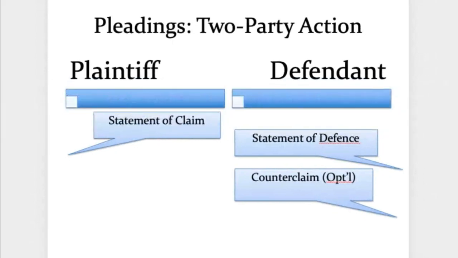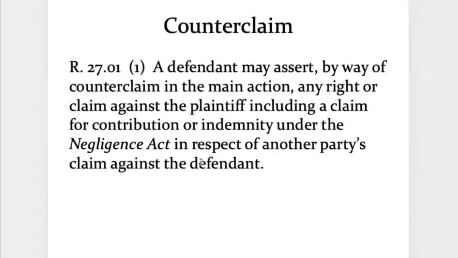There's a rule about this that you read, 27.01, that a defendant can use this to claim any right that they can normally make a statement of claim out of, including a claim for contribution or indemnity under the Negligence Act in respect of another party's claim against the defendant. So what does this mean? What's this contribution and indemnity business? If there's some other party that should be blamed according to the defendant for the wrong, then they can bring them in as part of the counterclaim, and that will get us into a third-party claim, which we're going to talk about a little bit later.